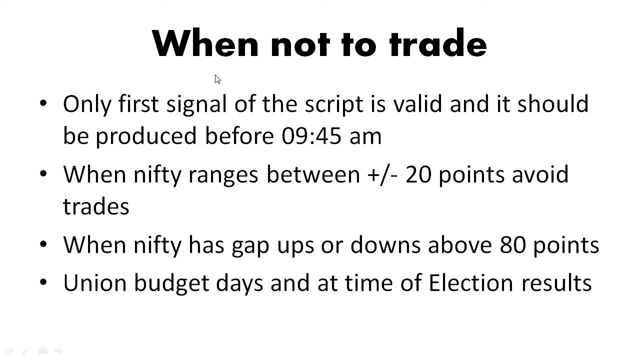For this strategy, when not to trade is very important. Only the first signal of the script is valid, and it should be produced before 9:45 a.m. I will teach how the signal is generated in this strategy. If you are going with our strategy, only the first signal is valid, and any signal coming after 9:45 a.m. is not valid. In the first case we are checking the stock selection.